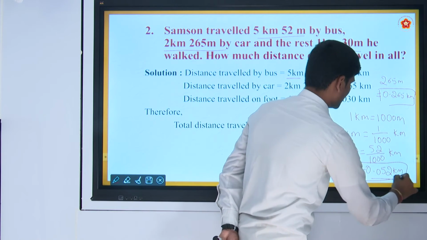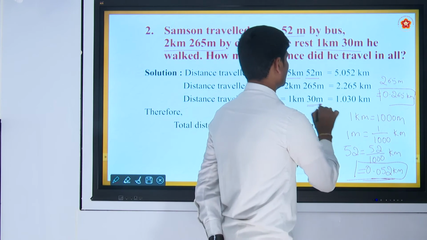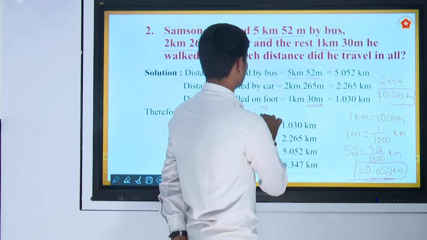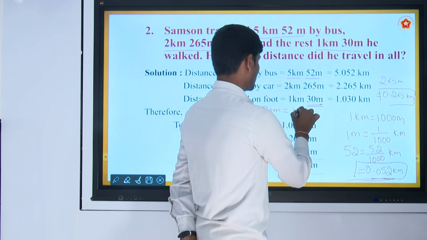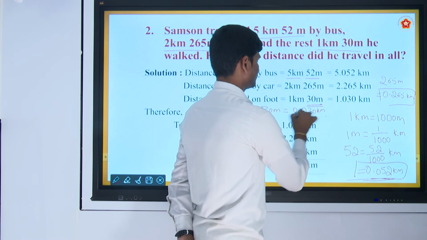This is 52 meter, and then 30 meter. We convert this one, 30 meter is equal to, we convert to kilometer, 0.030 kilometer. Understood?